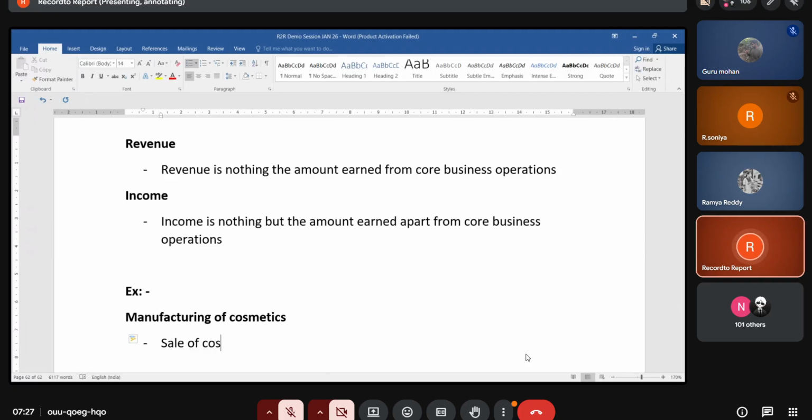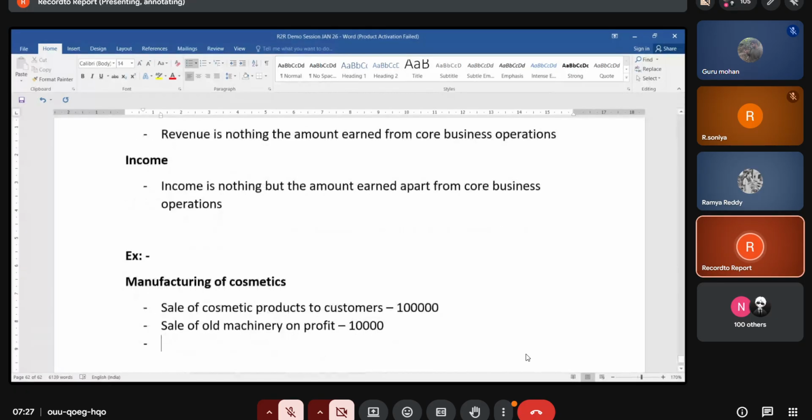Sale of cosmetic products to customers, they got 1 lakh rupees. And the next is sale of old machinery at a profit. They got a profit of around 10,000 rupees. Tell me, in both ways the company is getting money. One is through sale of cosmetics, and another is through selling old machinery in our company for profit. Which one will be the revenue and which one will be the income, guys?